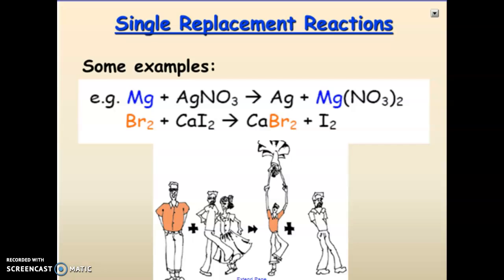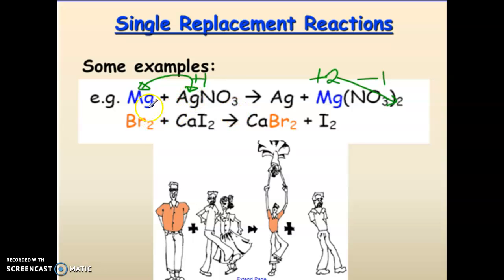Okay, so here are some examples with real elements and compounds. Here we have magnesium and silver nitrate. Magnesium is a metal, so it will swap places with the silver. Now silver is by itself and magnesium is now with nitrate. Keep in mind, anytime you are writing a new compound, you still have to follow the crisscross rules. That's why this 2 is here: the charge on magnesium is 2. There is no 2 with the silver because silver has a charge of +1.